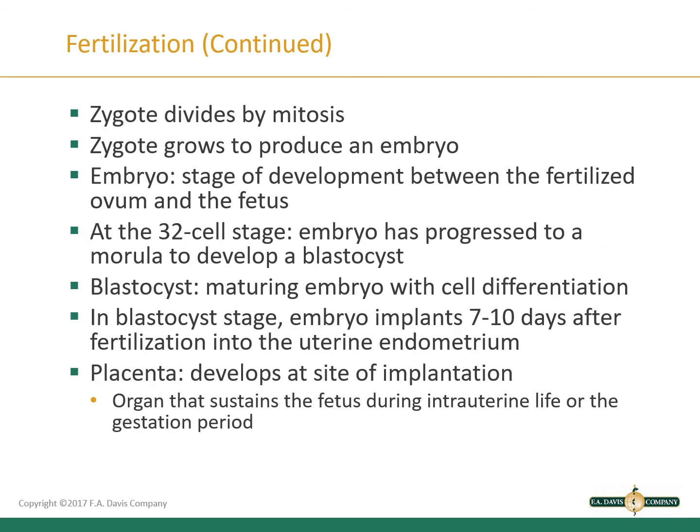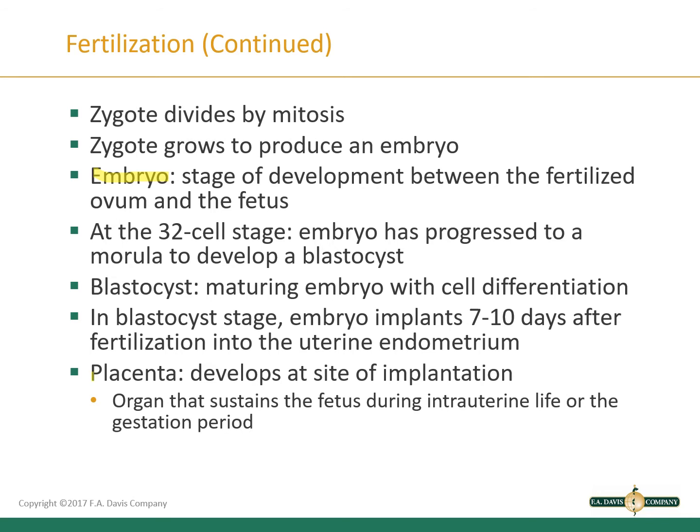The zygote divides via mitosis and grows to produce an embryo, which is the stage of development between the fertilized ovum and the fetus. And I'm not so concerned with you remembering all of this blastocyst stage. The main thing is just know what the embryo is. It's that stage of development in between the fertilized egg and the fetus.